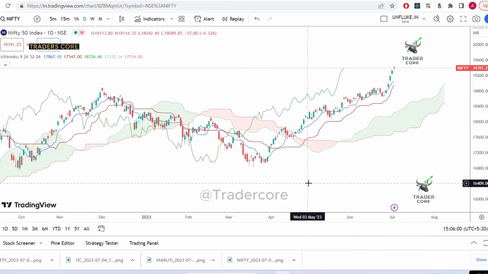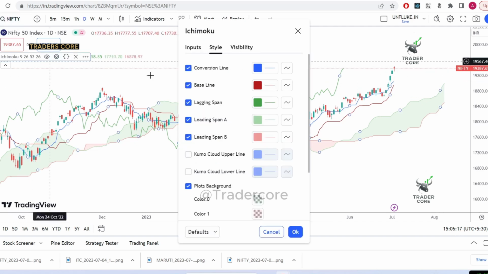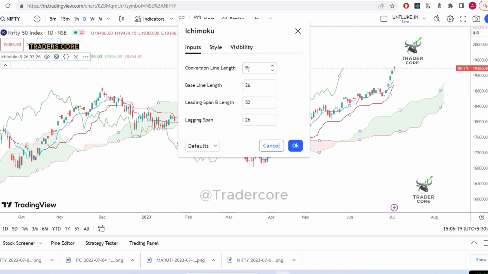In this next strategy, I'm going to use Ichimoku Cloud. Either I can do it on a daily time frame or on an hourly time frame. This is a swing trading strategy. So let's try it out on daily first, and then I'll show you on hourly also. Let me first show you the settings. I use the default settings: conversion line of 9, baseline of 26, and the lagging spans are 26.